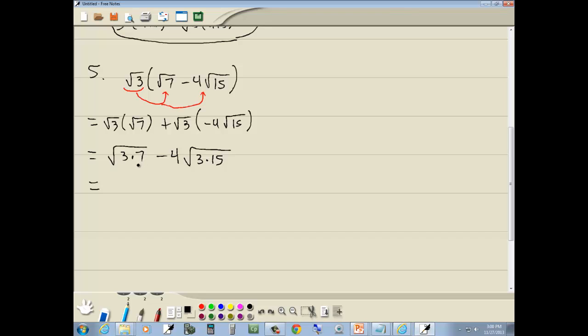Now, 3 and 7 are both prime. I can't do anything with that one. That's just square root of 21 minus 4. And then 3 times 15 is just 3 times 5. There's no use to do a factor tree. We only got 2 of them.